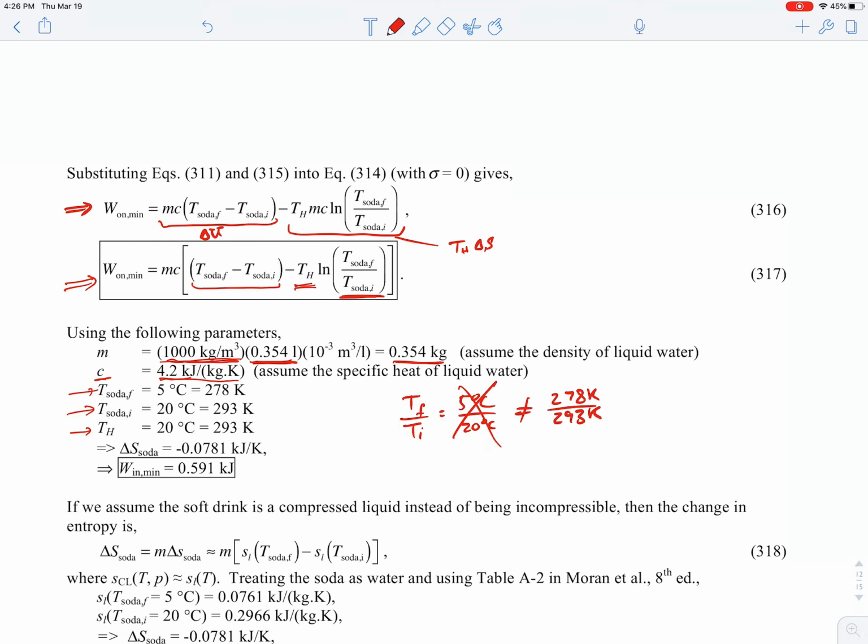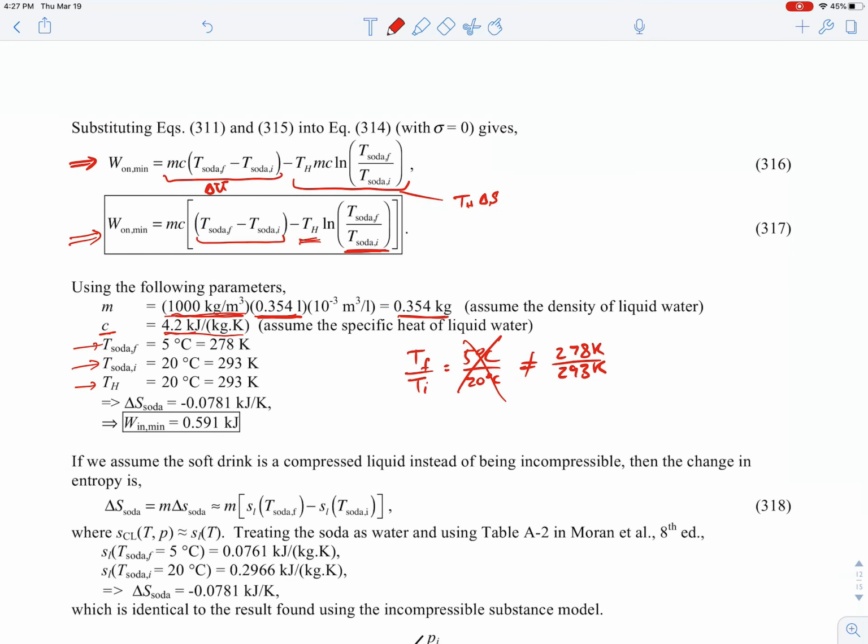The delta for the soda, that could be in degrees Celsius, because a delta of 15 degrees Celsius is the same as a delta of 15 Kelvin. So that doesn't really matter. But it's always best just to convert it into Kelvin. You'll be safer that way.